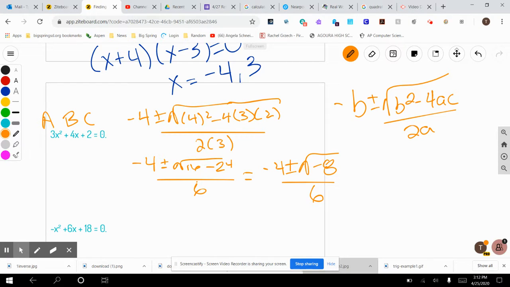In fact, you can't have a negative under the square root. And that's where imaginary numbers come in. We're not going to get into imaginary numbers. You will in Algebra 2. So we can leave this answer just like it is right there. Okay? So that's our answer for that one.